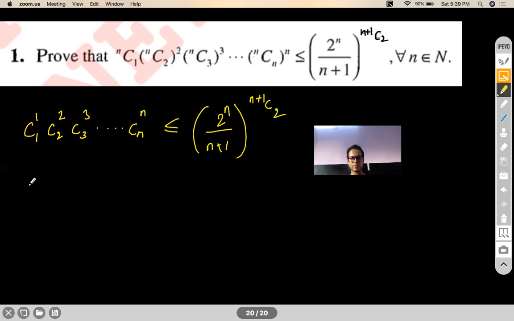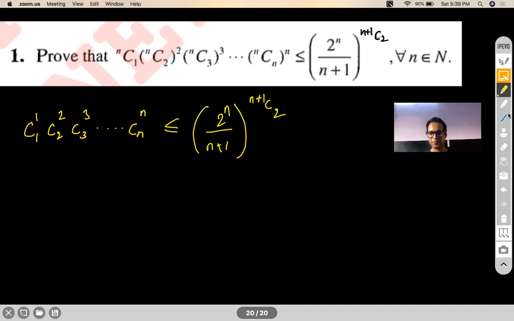Any idea? Okay, all of you please have a good look at it. You have multiplied C1 to the power 1. You have multiplied two C2s actually. Okay, Aditya, fine.